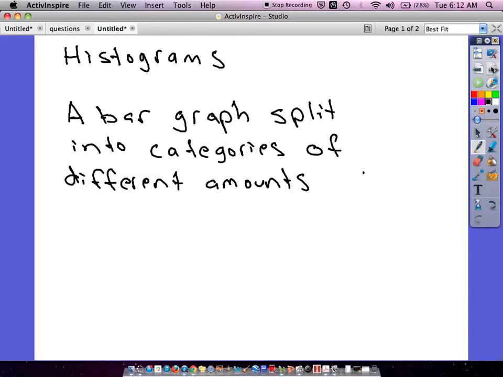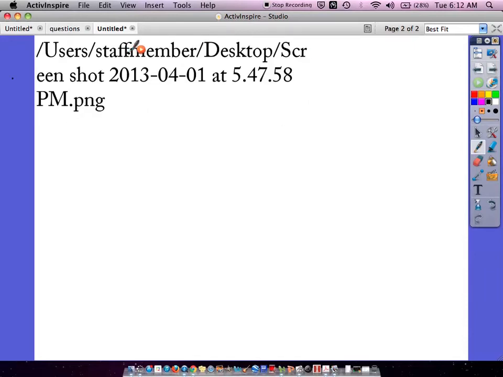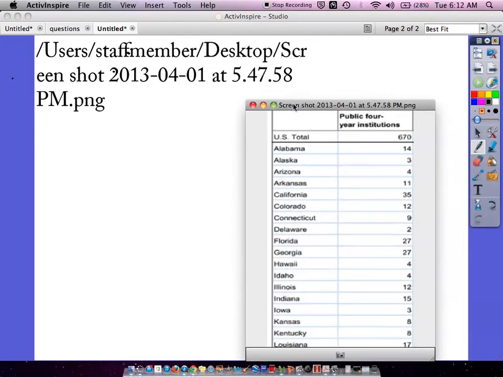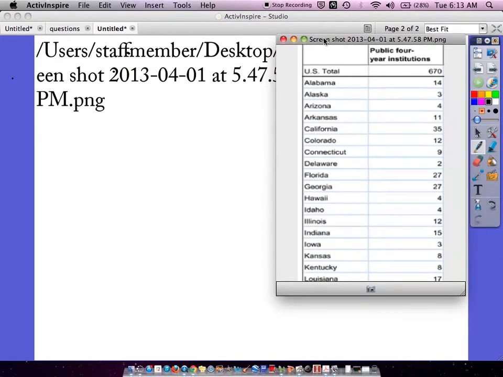We can do this a couple of different ways. So the data that I've got, and let's see if we can get this up here. This data is states in the United States and how many public four-year colleges they have. And I cut the list off at Louisiana just because I couldn't fit the rest on here. So this isn't all the states obviously, but it's some of them. So we're just going to work with the ones that we have listed here.